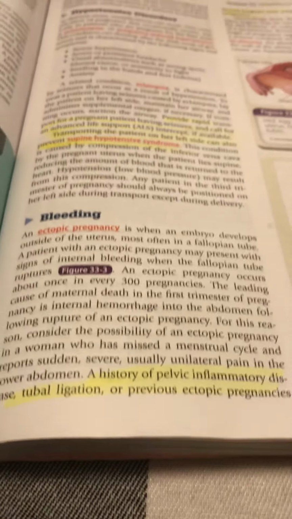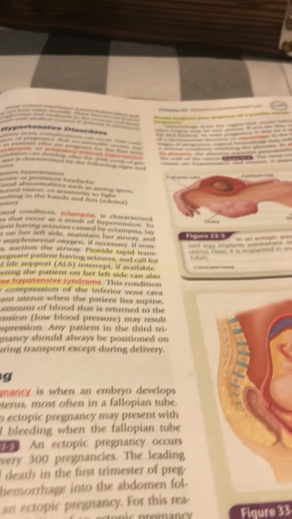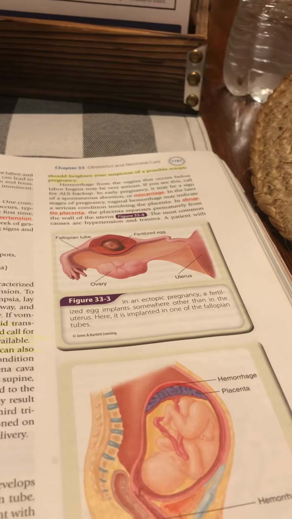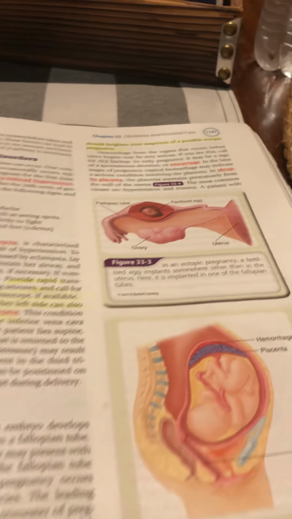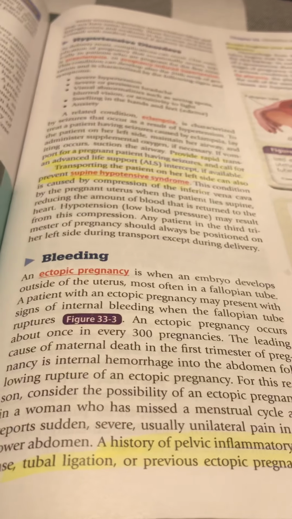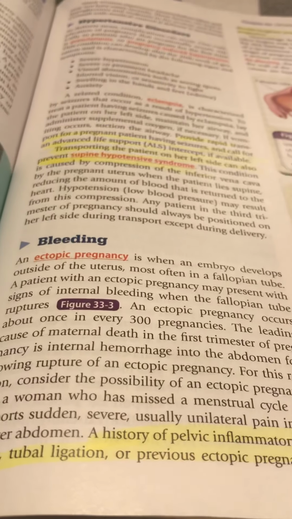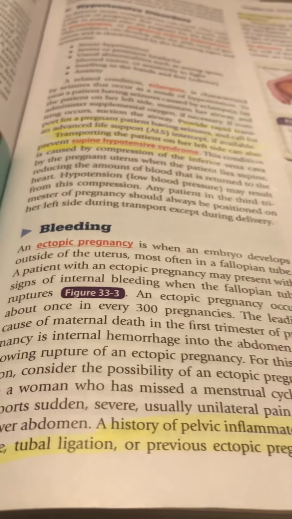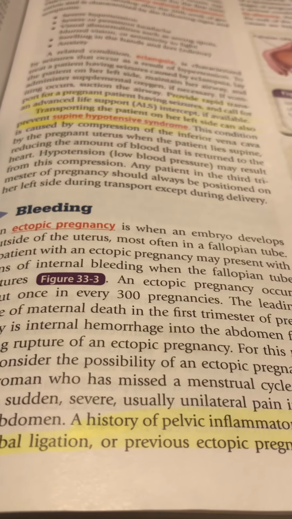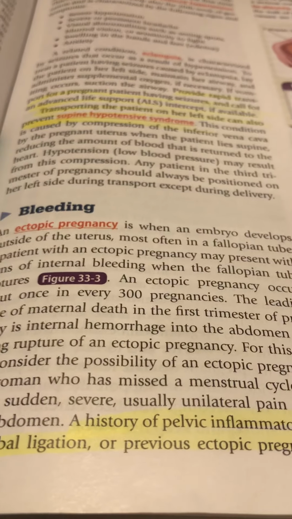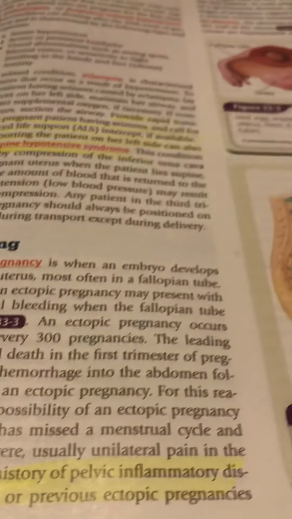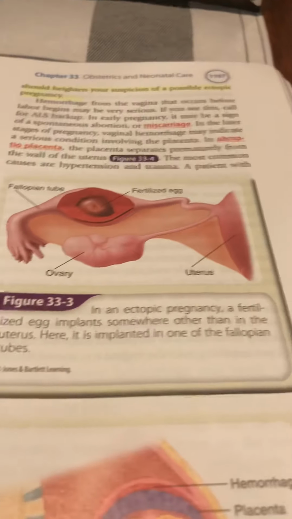I'm in chapter 33, obstetrics and neonatal care, and I'm still on 1187 in your book. The next complication is just bleeding or an ectopic pregnancy. We touched on this in the gynecological emergencies chapter earlier in the book, but just to review, or if you didn't hear my lecture on that, I'm going to draw your attention to this picture right here.